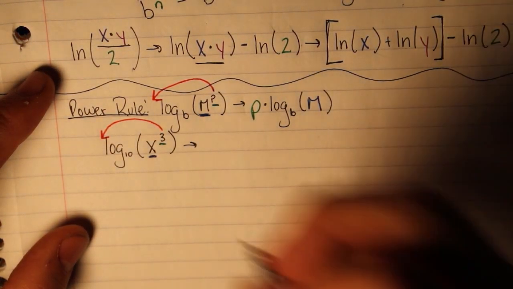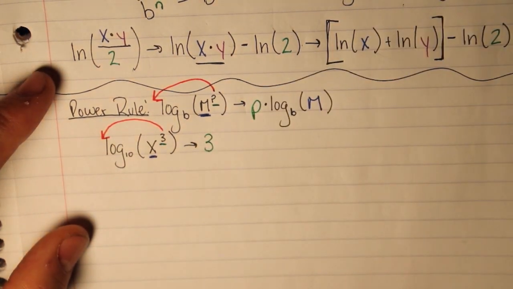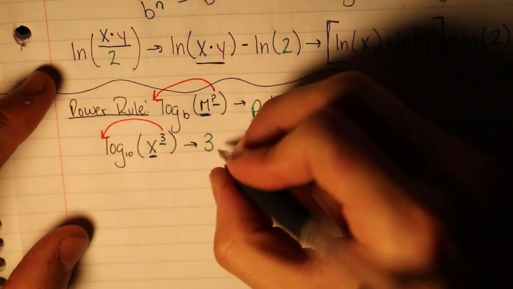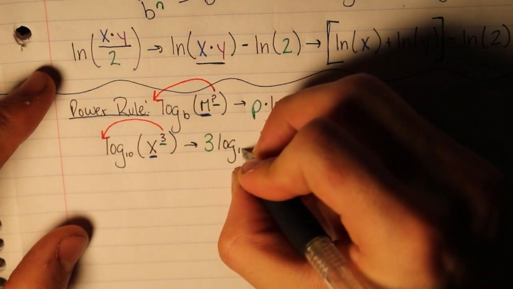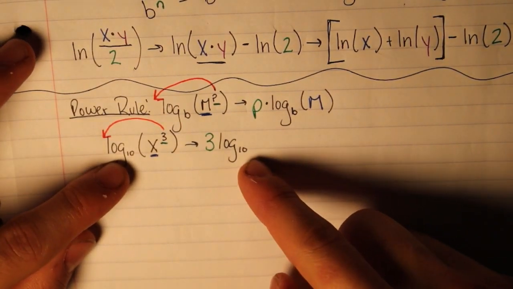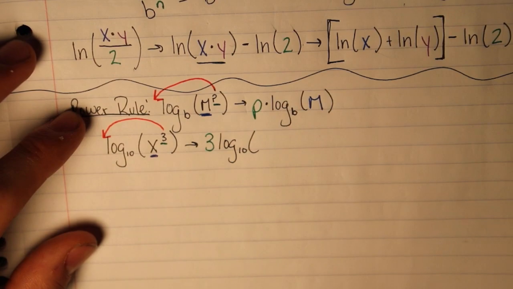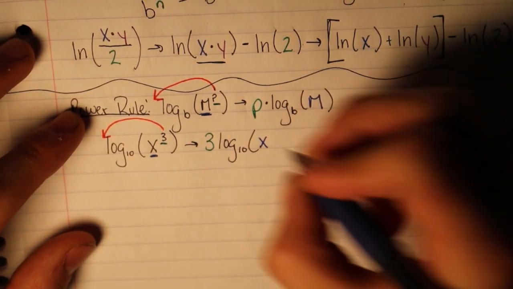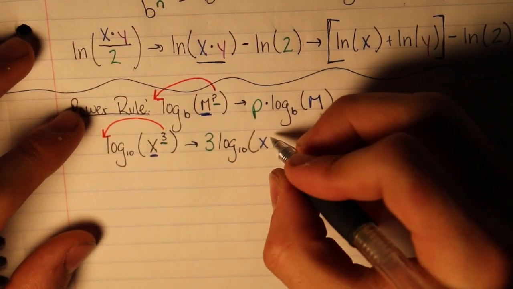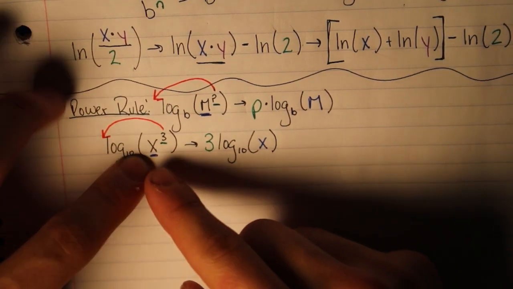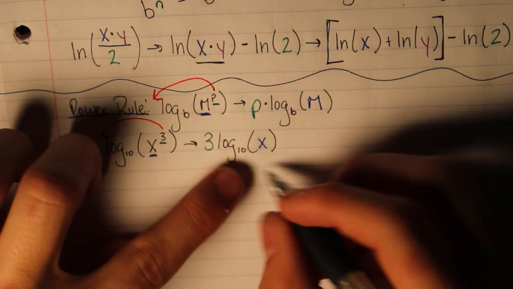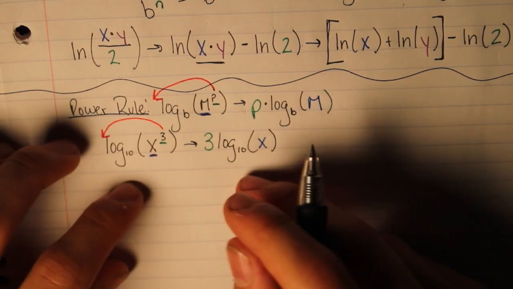And we're going to end up with 3 times log base 10, our base stays the same, we never change that, of x. We drop the exponent and we just write what was in the parentheses, x. 3 log base 10 of x. These are equal to each other.